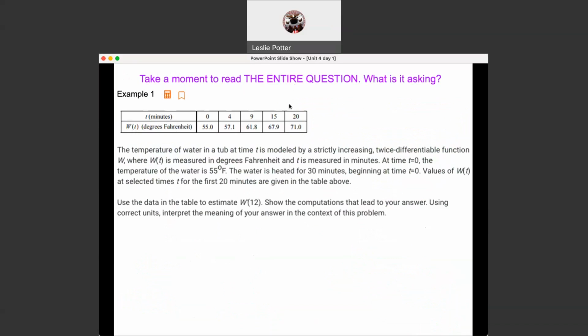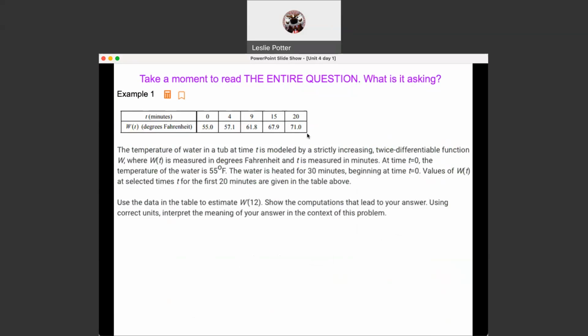Okay, so now we're going to read the entire question. It says the temperature of water in a tub at time t is modeled by a strictly increasing twice differentiable function w, where w of t is measured in degrees Fahrenheit and t is measured in minutes. So when we talk about derivatives, we're going to be talking about degrees Fahrenheit per minute. At time t equals 0, the temperature of the water is 55. So we start at 55 and it's increasing.